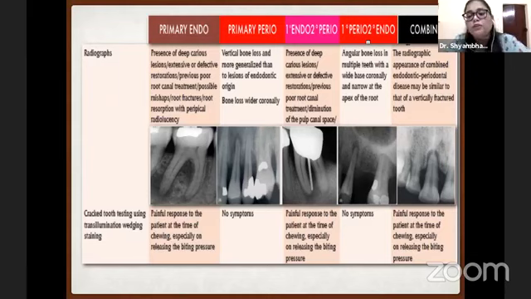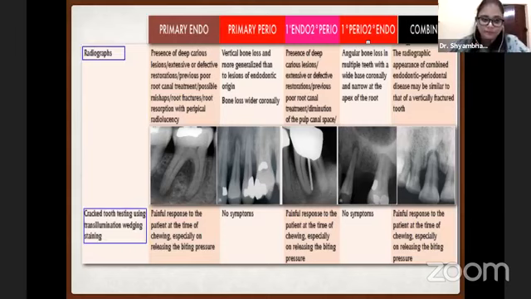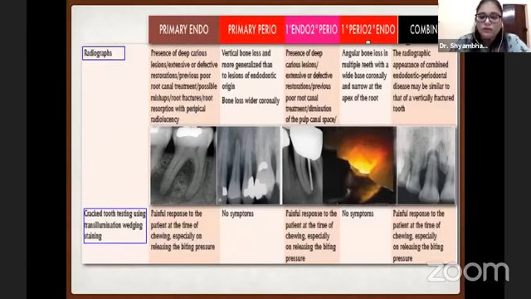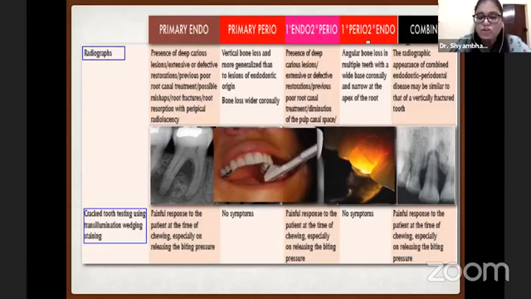And in case of true combined lesions, there is a painful response to the patient at the time of chewing, especially on releasing the biting pressure. Again, if endodontic involvement is there, in a combined lesion also the same thing will be seen on releasing the biting pressure. So this is how a cracked tooth can also be seen, by transillumination or using something called a Tooth Sleuth. It is a device to check for a cracked tooth or cracked tooth syndrome.